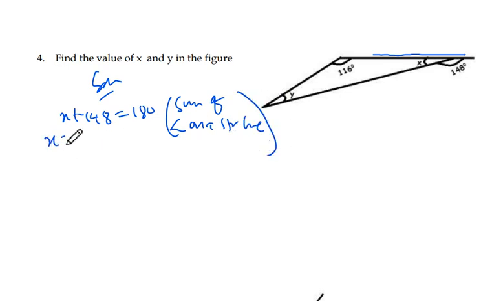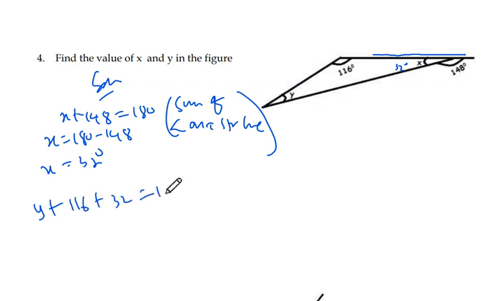So x is equal to 180 minus 148. x is equal to 32 degrees. So this is 32. Now to get y, we know this angle is 32 degrees. So y plus 116 plus 32 is equal to 180. That's the sum of angles in a triangle.